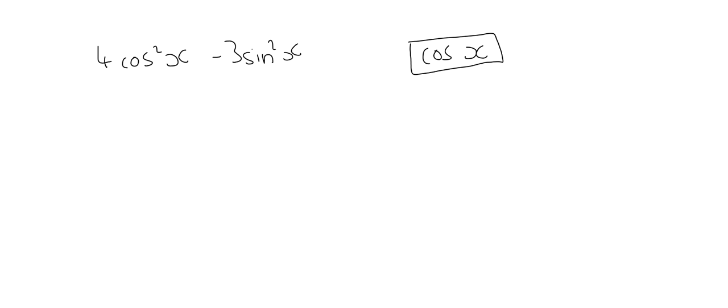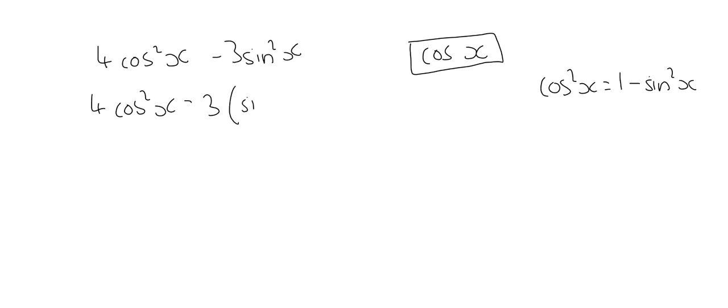We know that cosine squared x is 1 minus sine squared x, and I'm going to show you how to use this. So the first thing I'm going to do here is just slightly rewrite this so that I can use the identity that I have. If I take out 3, this is now sine squared x. But I've written this the wrong way around, haven't I? So what I know now is that sine squared x is actually 1 minus cosine squared x.